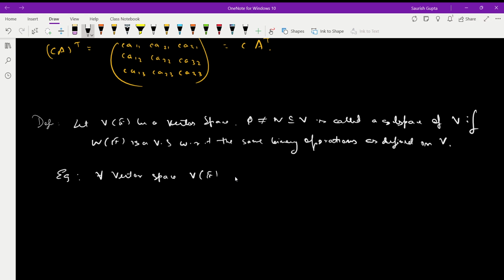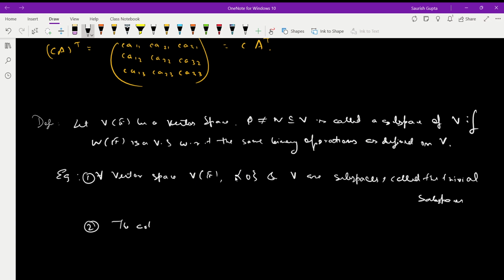Example: for all vector spaces V over a field F, the zero set and the complete vector space V are subspaces, right? You can check obviously that zero forms a vector space on its own, and since it's a subset of V, you can operate with the same binary operations as defined on V, and we know that every set is a subset of itself. So these two hold trivially. These are called the trivial subspaces.